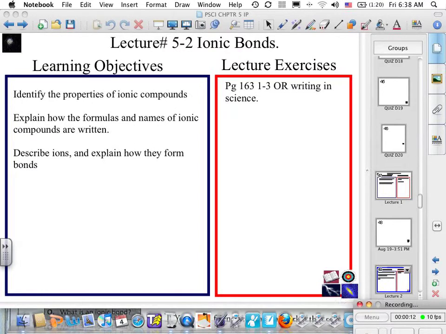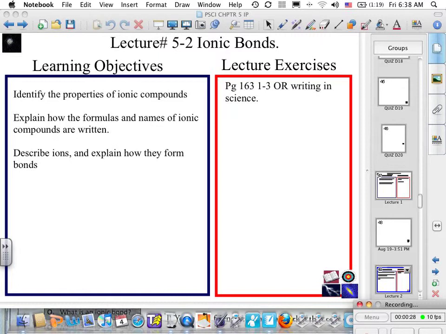Our learning objectives are to identify the properties of ionic compounds. That's like, what are they like? Explain how the formulas and names of ionic compounds are written. How do we write them? And describe ions and explain how they form bonds. Well, how do they form?